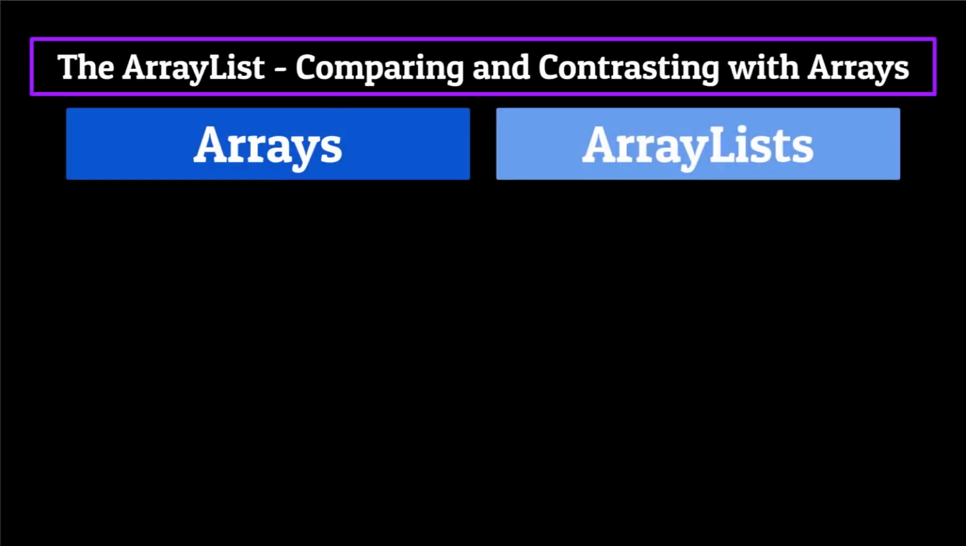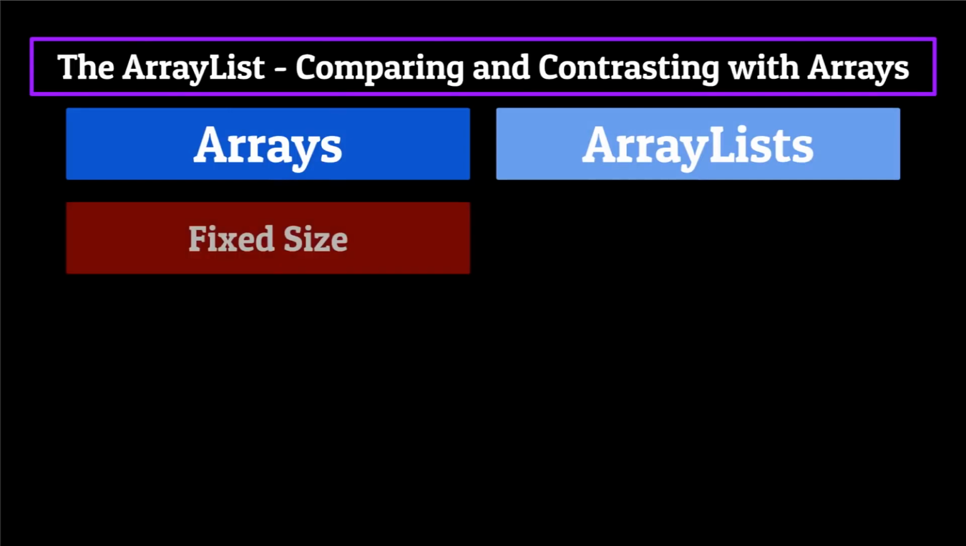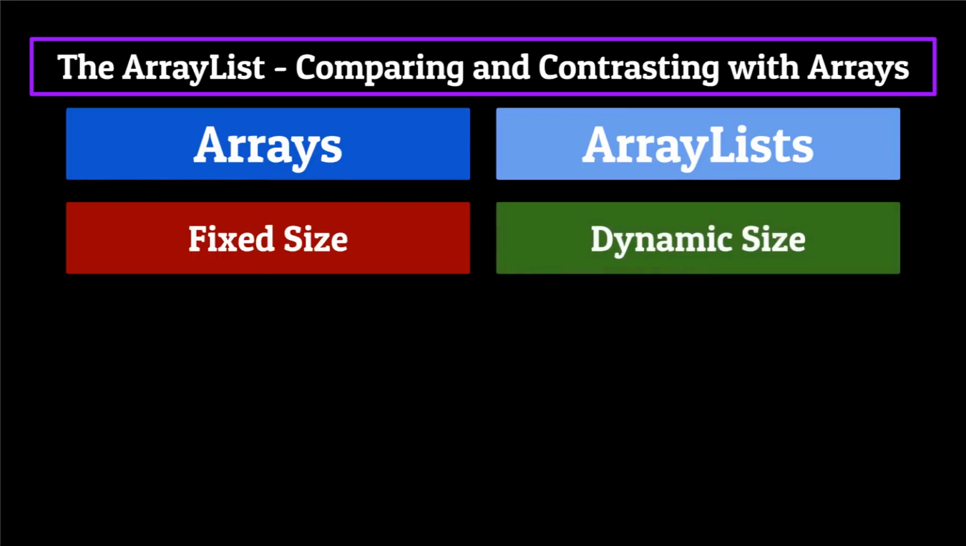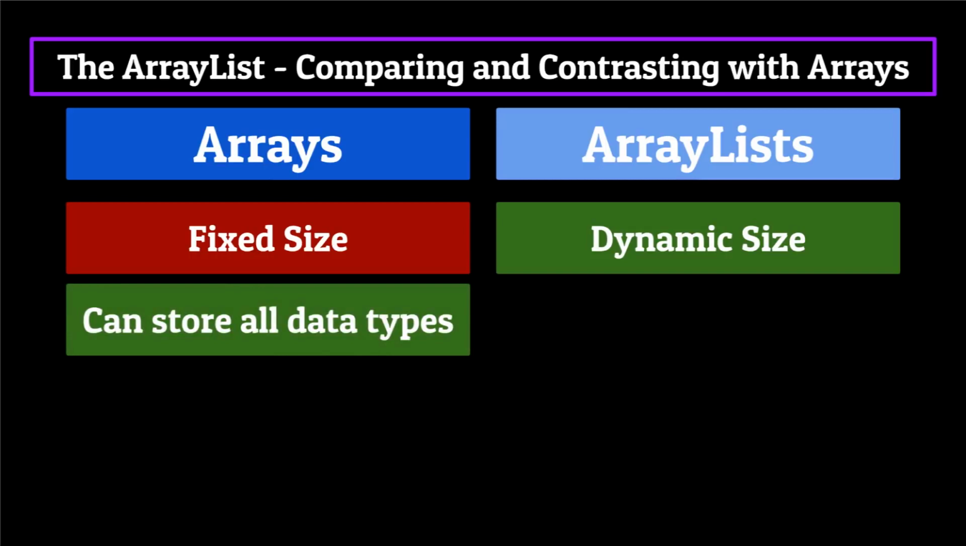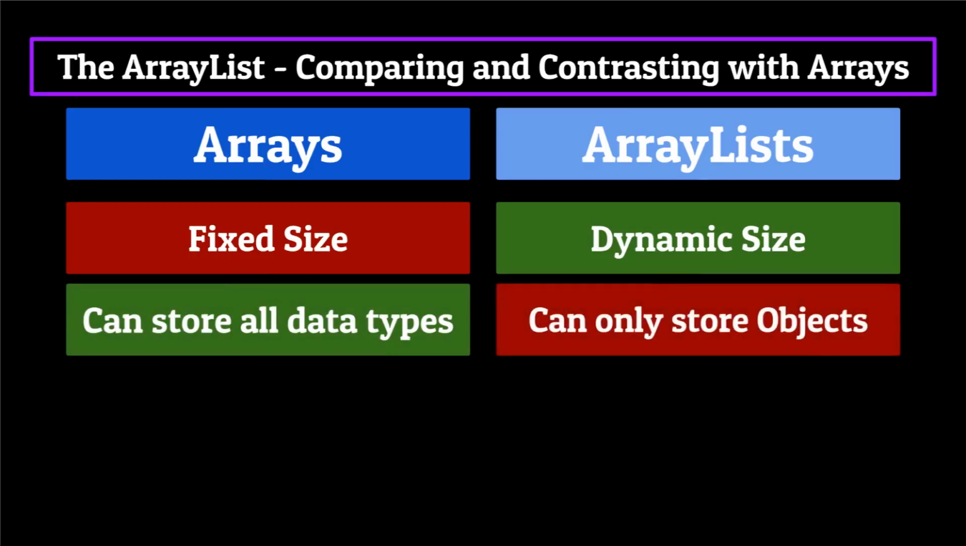Let's compare. An array is a collection with a fixed size, meaning it cannot be changed, whereas an array list has a dynamic size, which can be updated to fit the needs of the programmer. Arrays can store all types of data, meaning both primitives and advanced types, whereas array lists can only store objects, not primitives. Now this problem is mostly solved through the auto-boxing situation I talked about previously, but the fact still stands.